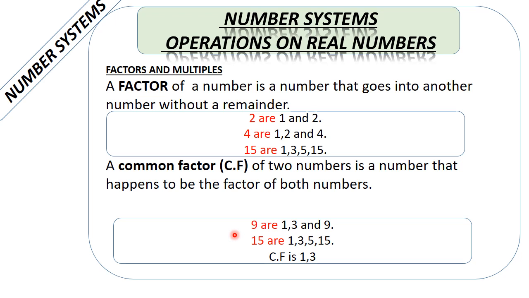By the way, if the number of common factors is more than 1, the smallest is called the lowest common factor, and the other one is called the highest common factor. The short for lowest common factor is LCF, and the short for highest common factor is HCF. So it's very important to know this.